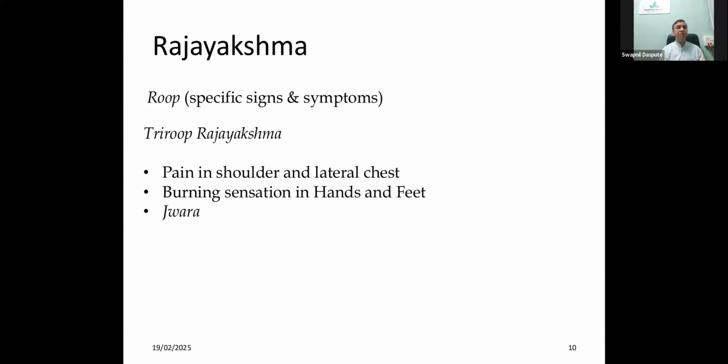So labeling the disease is not very important. We have learned this many times. Of course, as a student, you should know the nomenclature and you should know the specific signs and symptoms and Purvarupa, etc., in diseases. But when it comes to practical application, labeling is not important. So a patient with three Rupa Rajakshma will typically show pain in shoulder and lateral chest, burning sensation in hands and feet, and jwara.